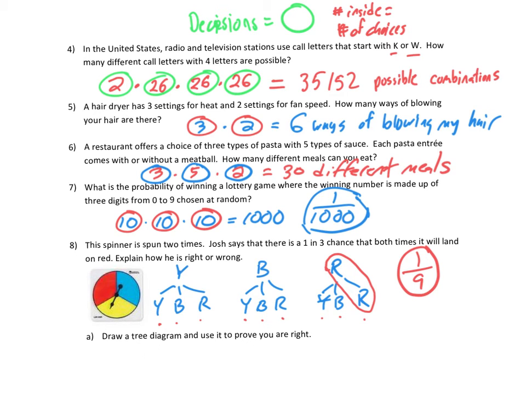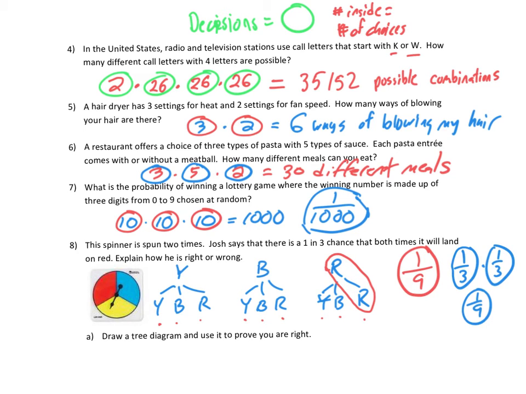So using the fundamental counting principle, we could also say that 1 out of 3 is the probability of getting red on the first spin, and we also have 1 out of 3 as the chance of getting it on the second one. Then we simply multiply those two together, 1/3 times 1/3, and that gives us 1/9. So that's another way of doing it. We use the fundamental counting principle.